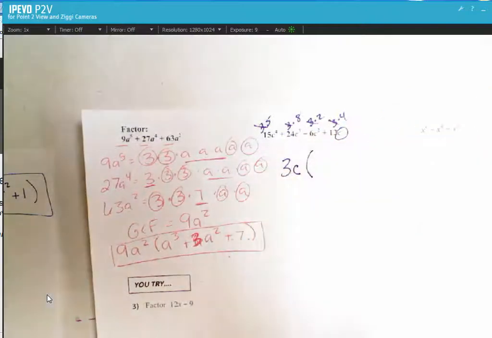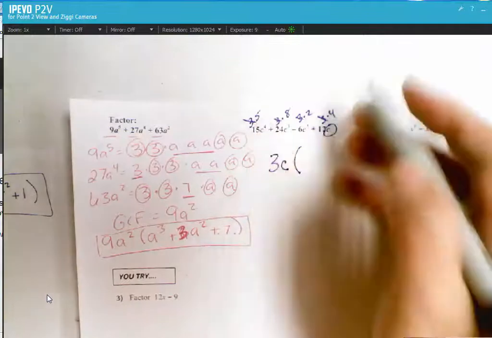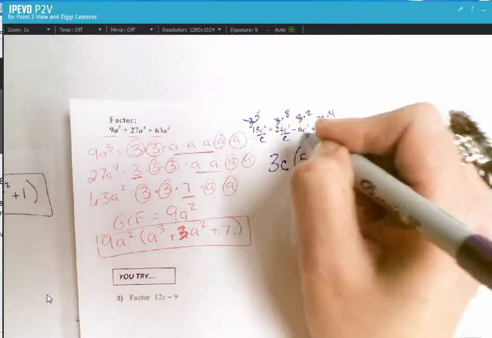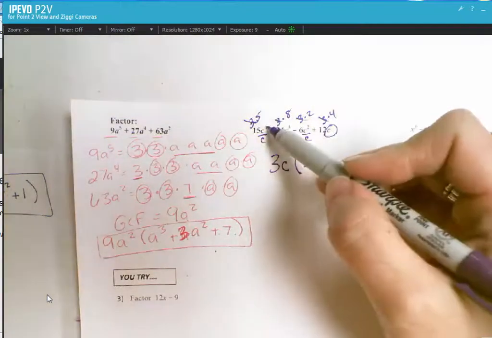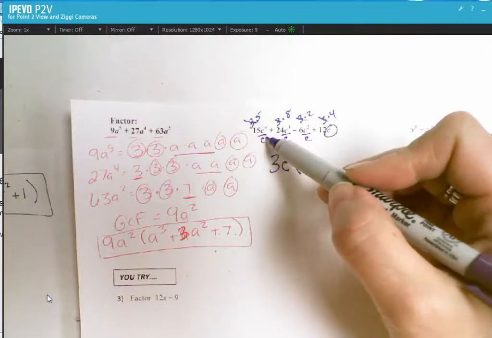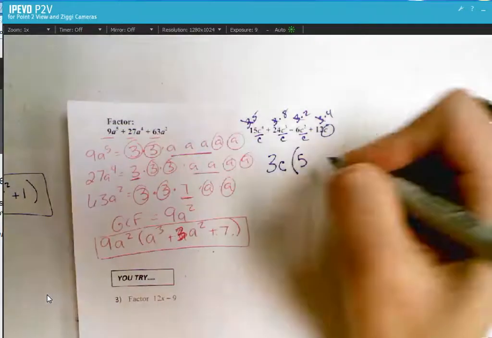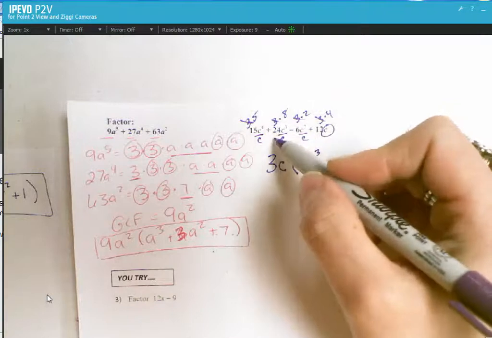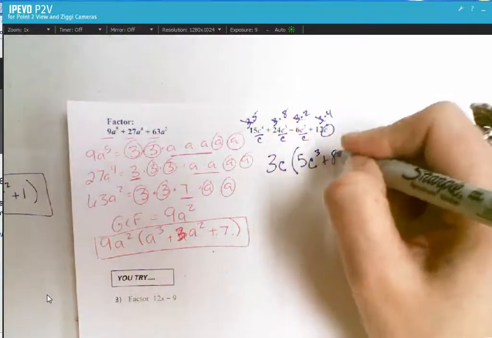3c. Then I want to figure out what's left. Well, since I factored it, I know I have 5 left. And I divide each of these by what I already took out. C to the fourth divided by c to the 1. Remember, when we divide, we subtract. So 4 minus 1 is 3. So I get 5c to the 3. This term was a plus 24, so I have plus. Well, I have 8 left, so I'm going to have 8.